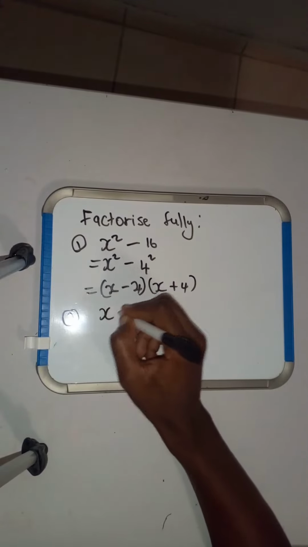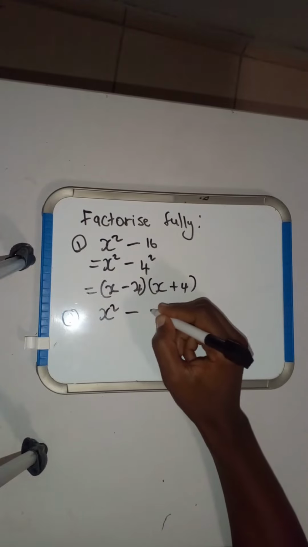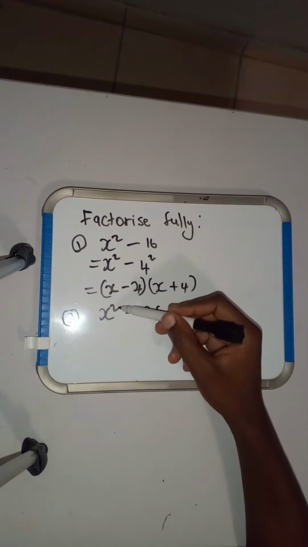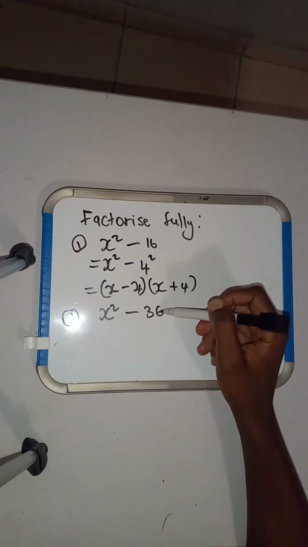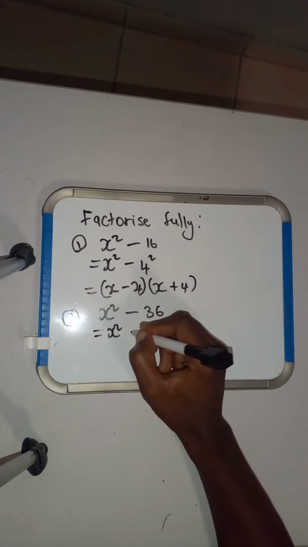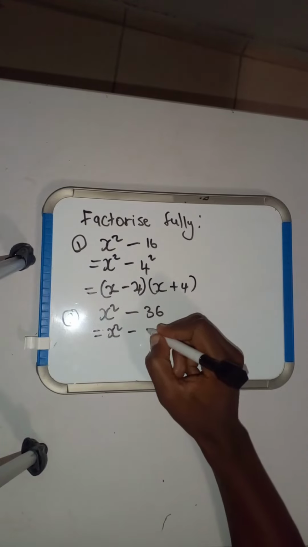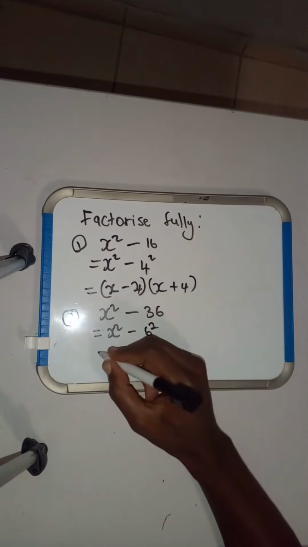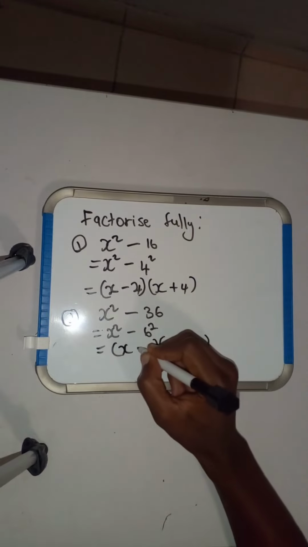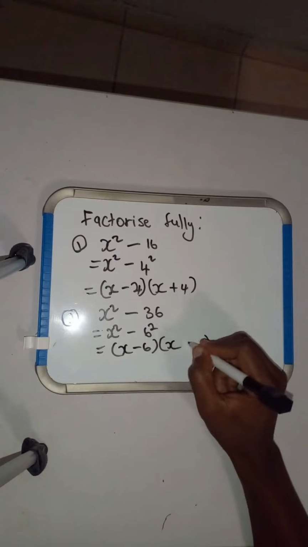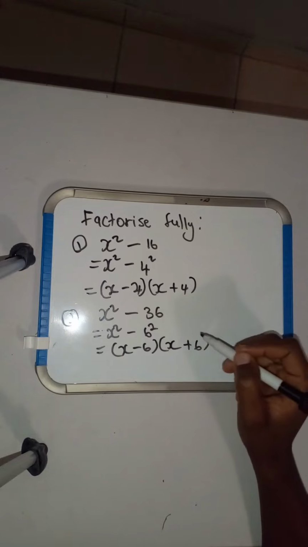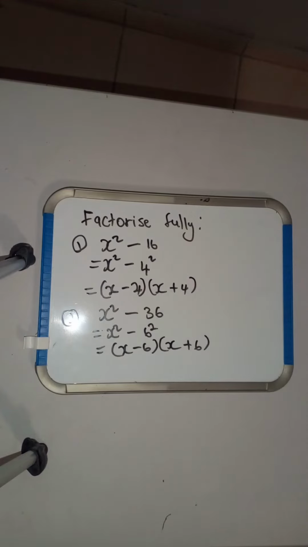If I have x to the power 2 minus 36, if we check here, x to the power 2 is a perfect square, and also 36 is a perfect square. We've got x to the power 2, then 36 can be written as 6 to the power 2. Then now we can open brackets, we've got x minus 6 and x plus 6. Therefore, this is how we factorize x squared minus 36.